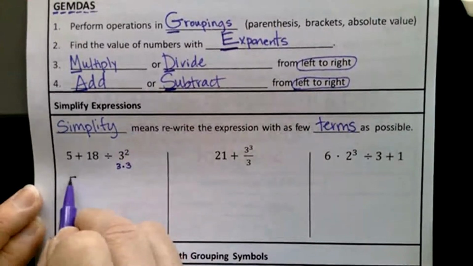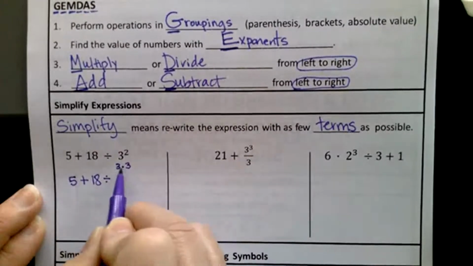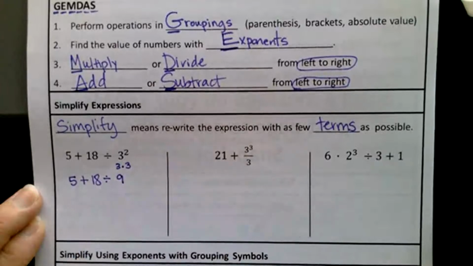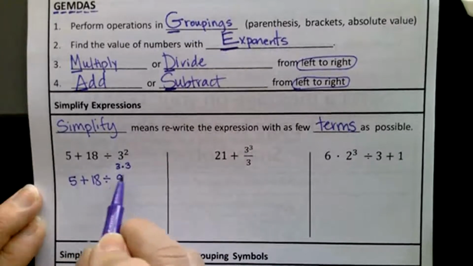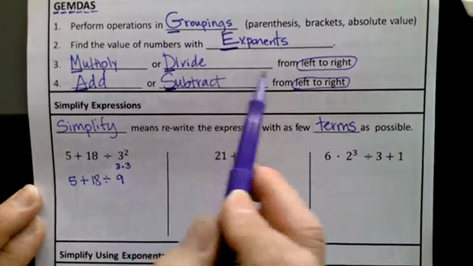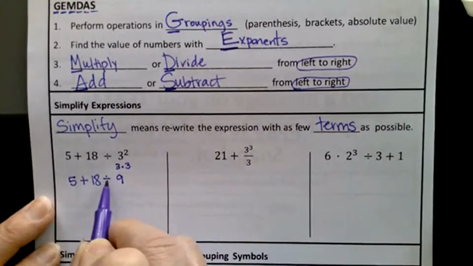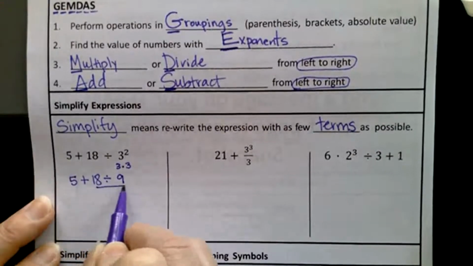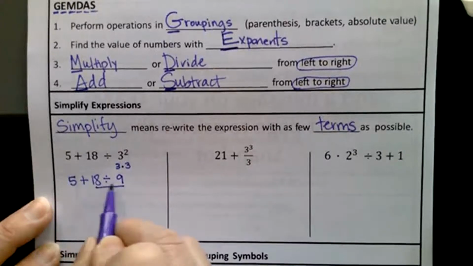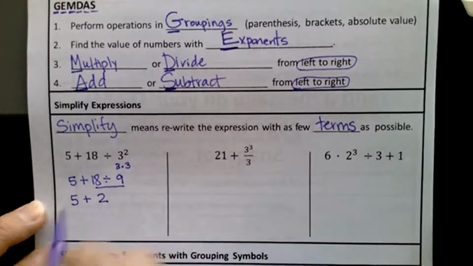So I'm going to rewrite my expression using the answer to 3 times 3, which is 9. That's the first thing I'm going to do, the 3 times 3, and then I rewrite my expression with the 9 in there. The next thing after exponents, it says multiply or divide from left to right. Well, that's addition, so I'm not doing that. There's division, so I'm doing that next, right there. So 18 divided by 9 is 2, and I'm going to add that to the 5.